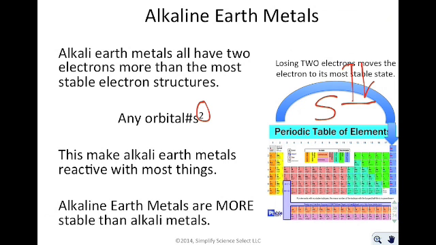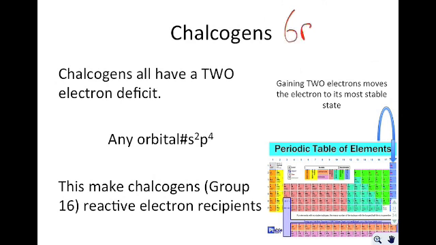Now we have the chalcogens. Chalcogens are most of the time referred to as group 16. Chalcogens is kind of an antiquated name, but all the chalcogens have a 2 electron deficit, because remember, everything wants to get to that noble gas structure. Everything wants to get to s2p6. Right now, it's any shell number, s2p4. So it's really easy to add 2 electrons to it to complete the orbital.